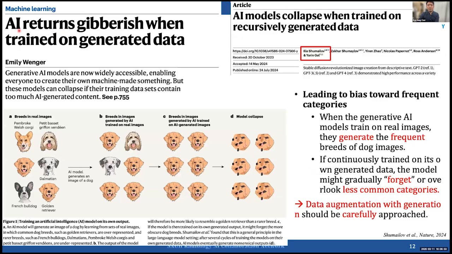Interestingly, a recent Nature paper has argued that AI returns gibberish when trained on generated data. In other words, AI models collapse when they're trained on recursively generated data. When generative AI models train on real images, they generate the frequent classes of the images. When they continuously train on their own generated data, they gradually forget less common categories. So remember that data augmentation with generation should be carefully approached.